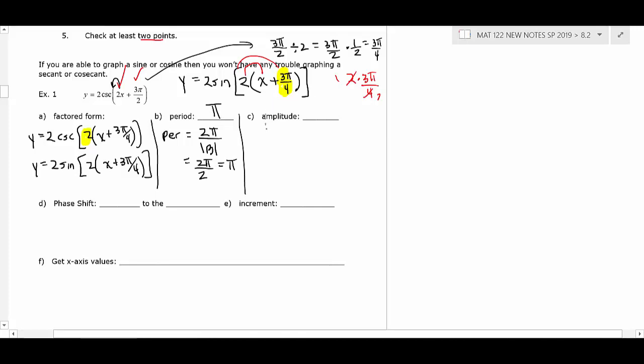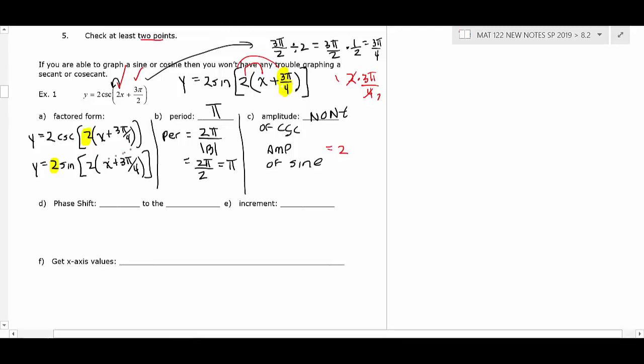Okay. The amplitude of the cosecant is none. However, the amplitude of the sine in this problem is going to be 2. Okay, so that's pretty important when we do the graph, to understand our sine wave has an amplitude of 2, but the cosecant never has an amplitude.